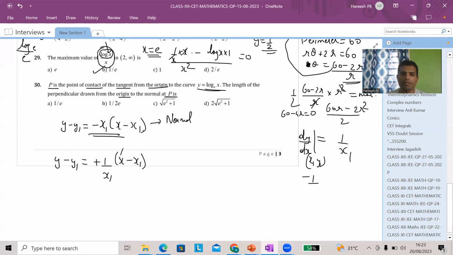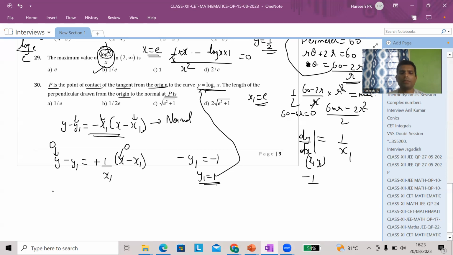So put x as 0, y as 0. When you do that, you'll end up getting minus y1 is equal to minus 1, or y1 is equal to 1. Once you know y1 is 1, substitute that in the equation of the curve. When you substitute that, you'll end up getting x1 is e.